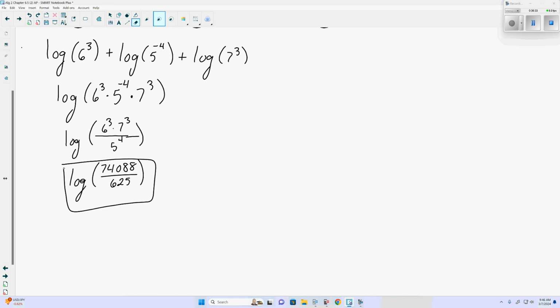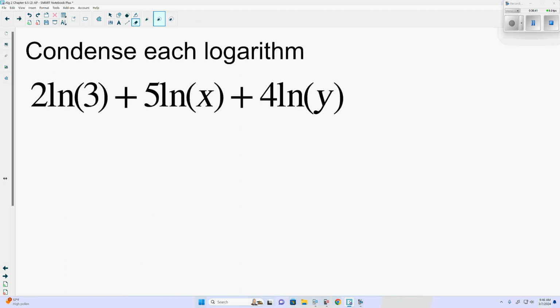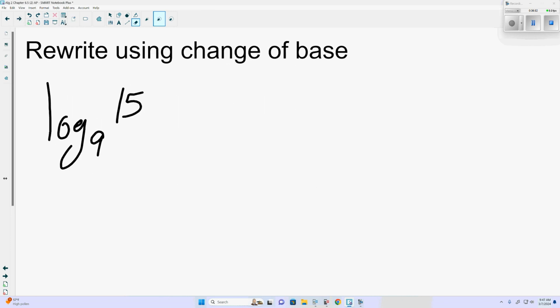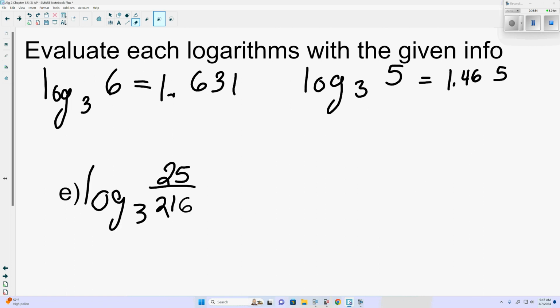Questions on condensing? Do we feel good with these here? Questions on any of these here? Well, change of base and our other properties that we had.